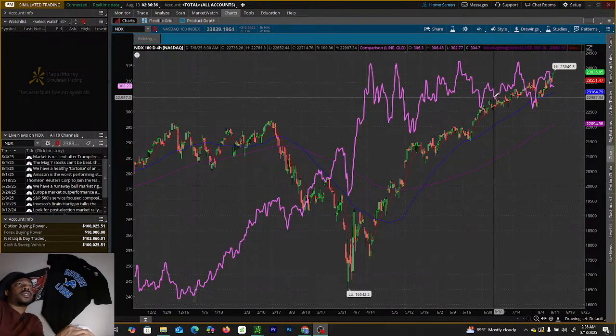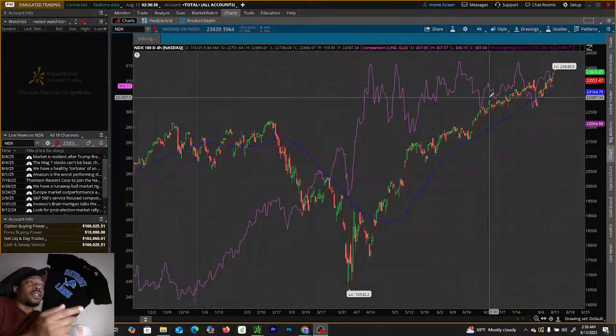And this is important to know. So let's say the Nasdaq or an index is going down. Instead of waiting for it to reverse back up and playing the upside, you can just play the upside on gold. It's simple.